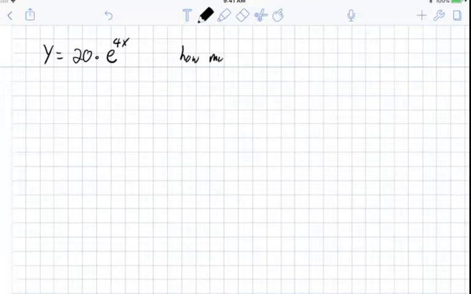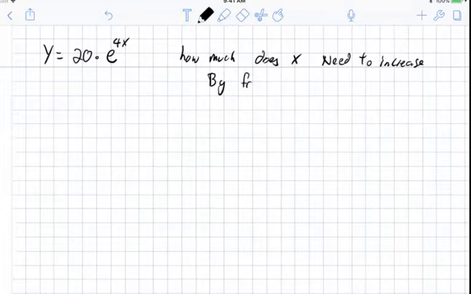So, here's what we'll call it. We'll call it doubling time. How much time does it take for the thing to double? How much does x have to change for it to double? So for instance, y is equal to 20 times e to the 4x. How much does x need to increase by for y to double?